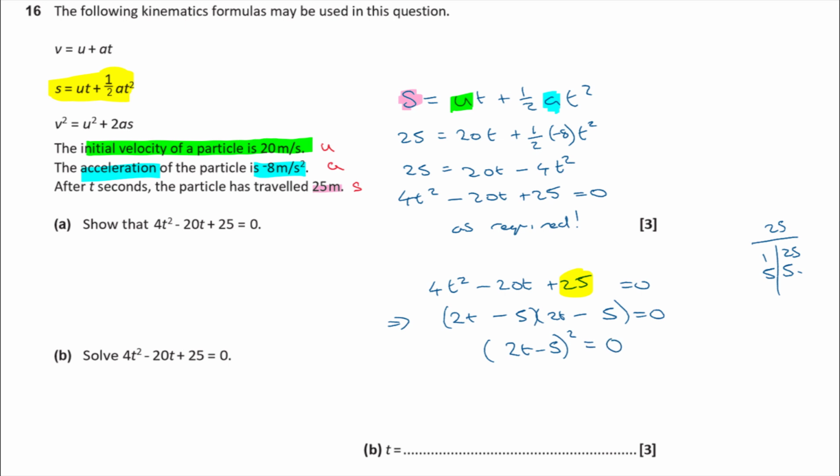Okay. So then what are the solutions? It's a repeated root, isn't it? So there's only one solution here. That's going to be equal to 0 when 2t minus 5 is equal to 0. So that's going to give me 2t is 5, or t is equal to 5 over 2, or 2.5, sorry. So t equals 5 over 2. It's just a repeated root.